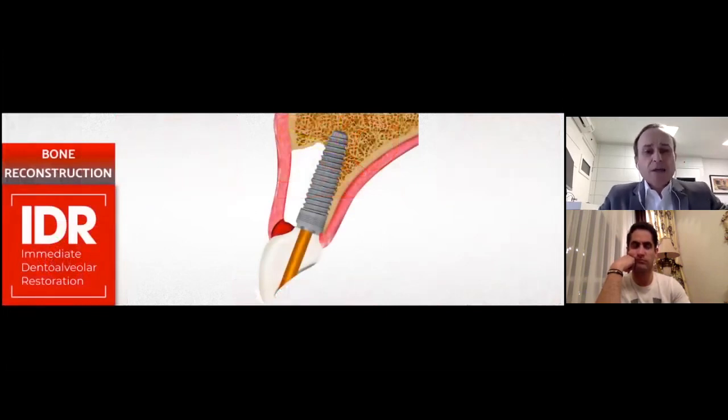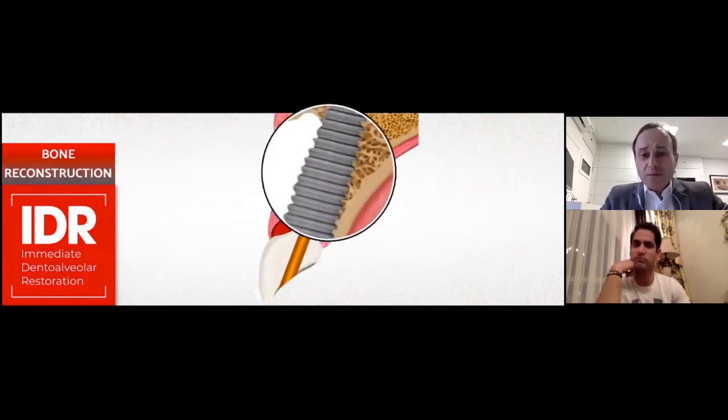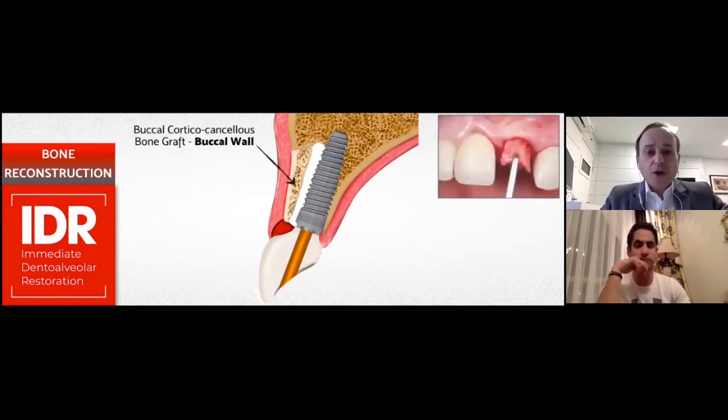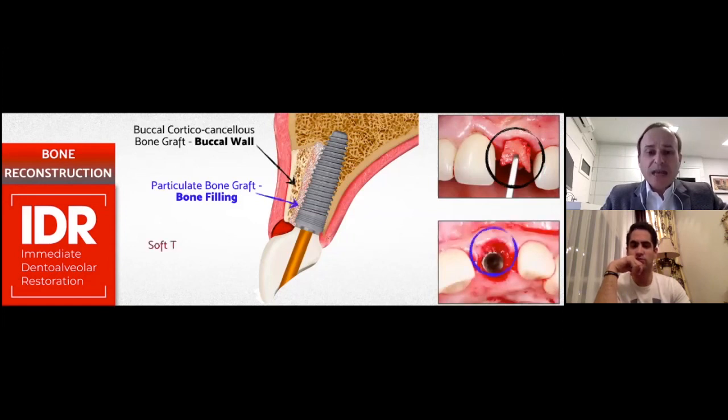Let's understand a little bit more deeply what we did. Here we have an illustration. The implant was placed with palatal wall anchorage. We made our provisional restoration with an ideal emergence profile, and we used a buccal cortical cancellous bone graft to restore the buccal wall and a particulate bone graft to promote the bone filling. And as I said before, we intentionally left what we call a soft tissue gap, or STG, that is going to be filled with blood clot in a few minutes. Blood that comes from the remaining periosteum, from the graft, and from the socket.